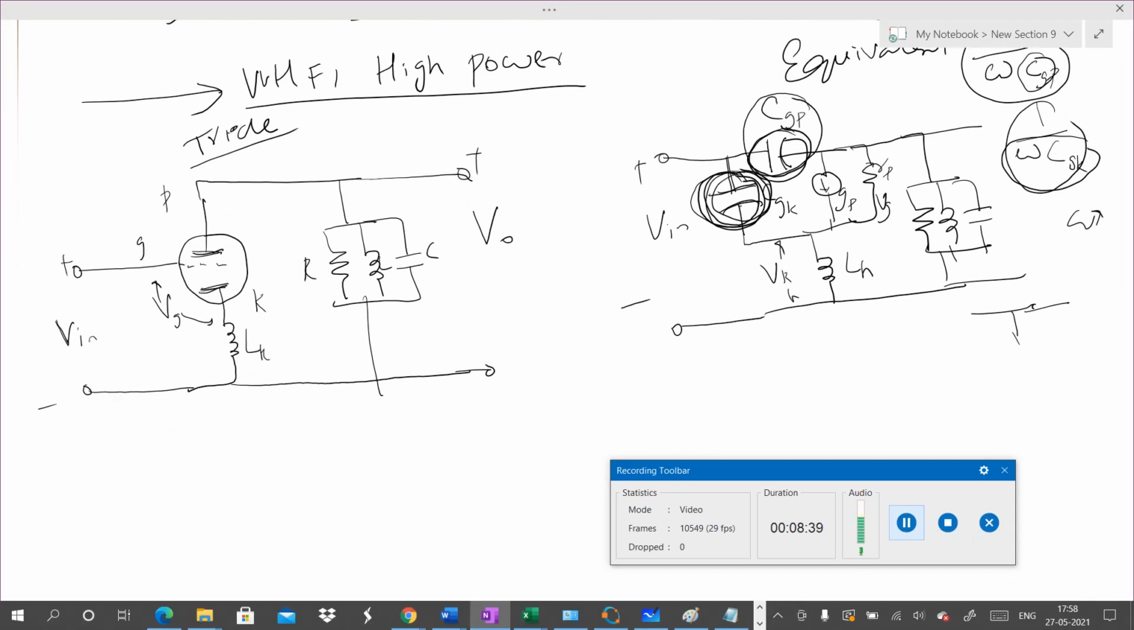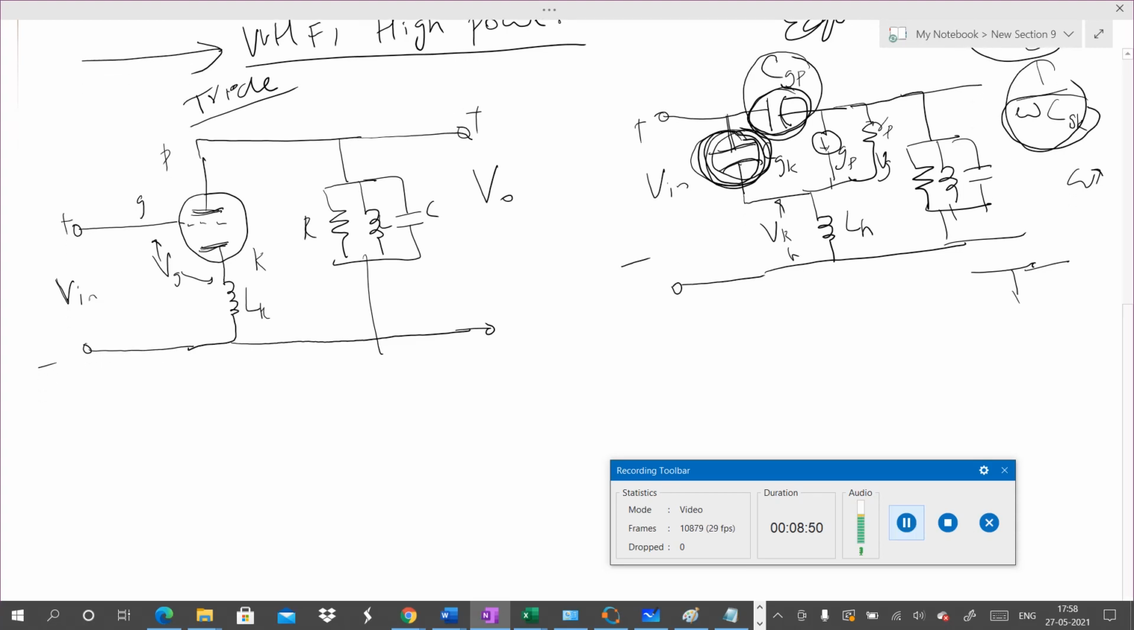Another problem with usual vacuum tubes at higher frequency is that of transit angle. So how is it defined? First of all, in vacuum tubes you have this anode and cathode, and there is a grid, just like you have emitter, collector, and base. If the distance between the anode and cathode is d, and the velocity of the electron is v naught, then d over v naught, this much time, is called the transit time.